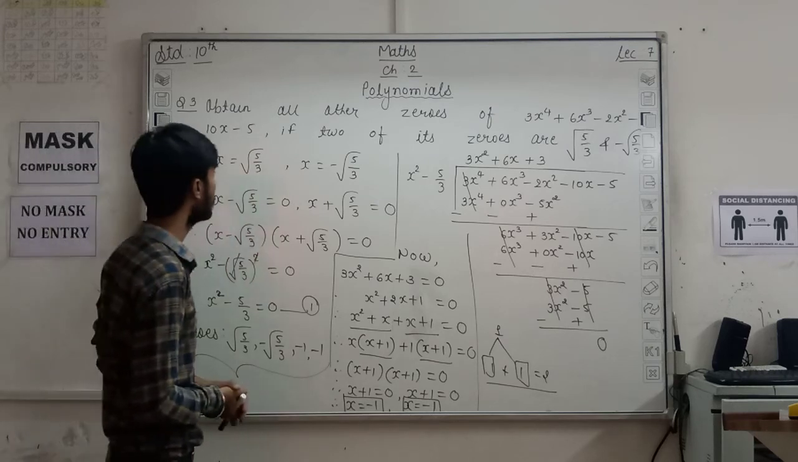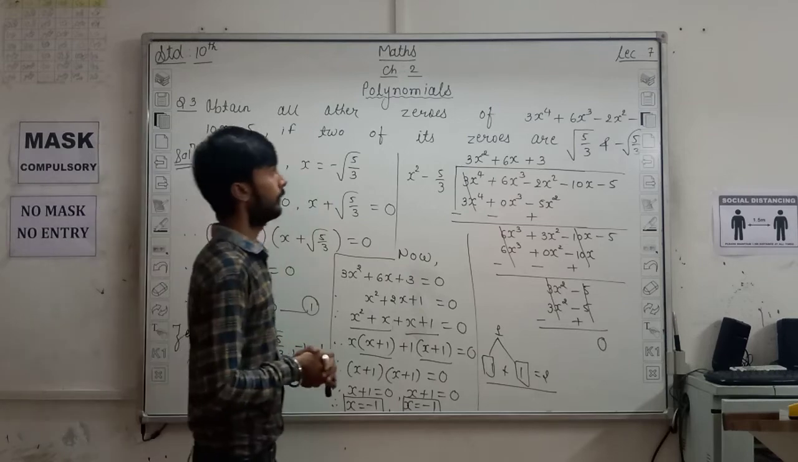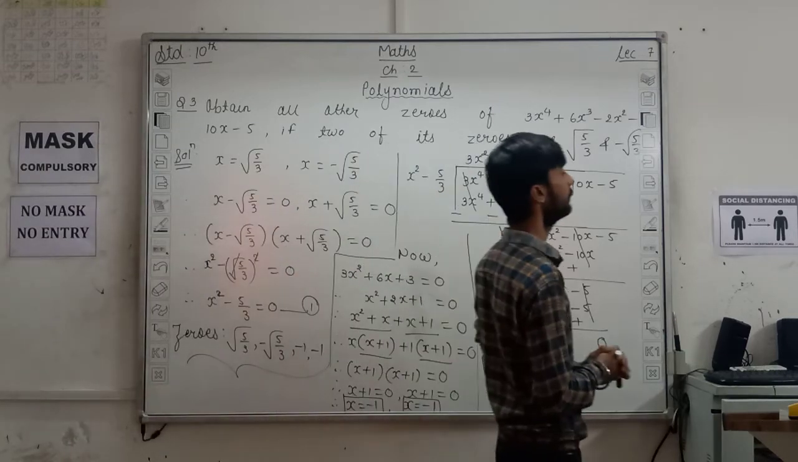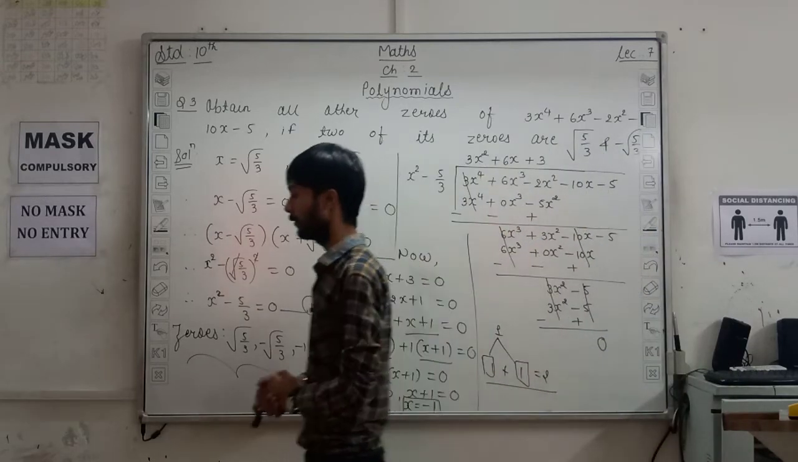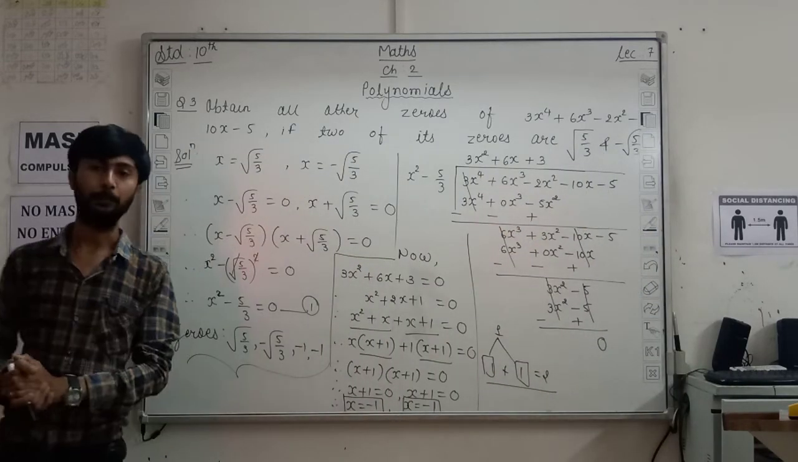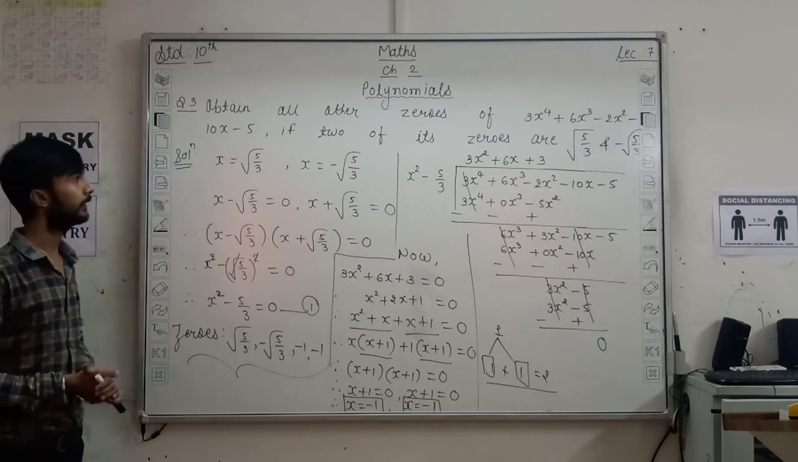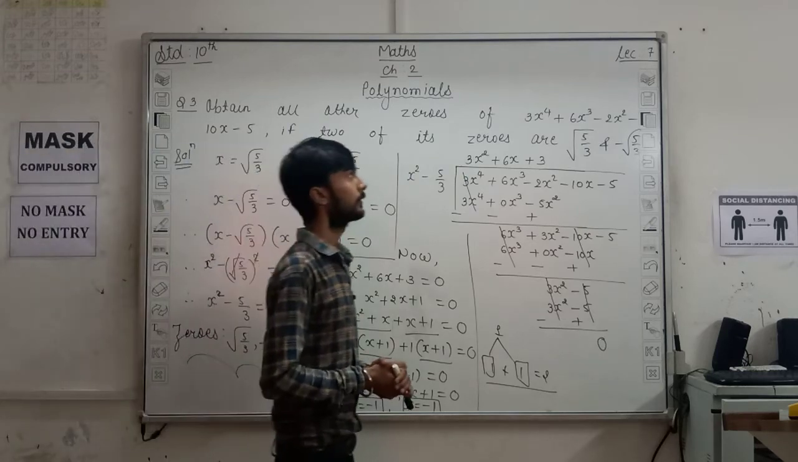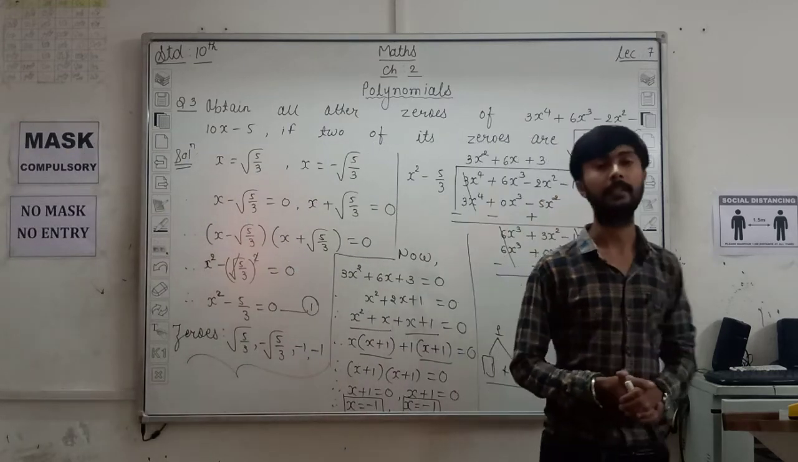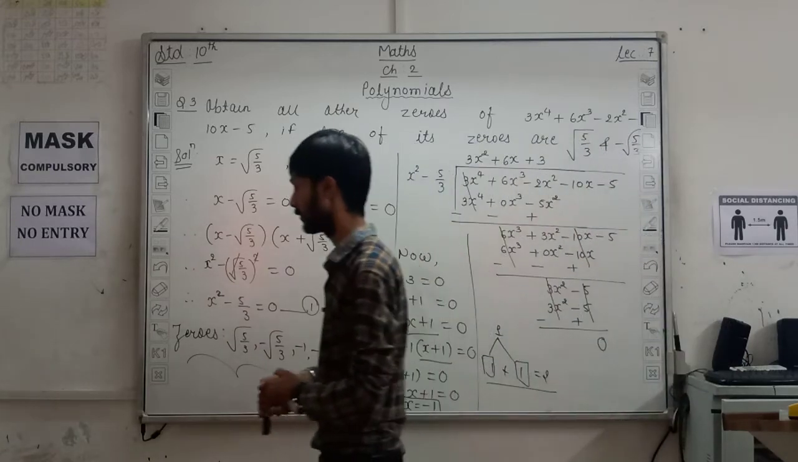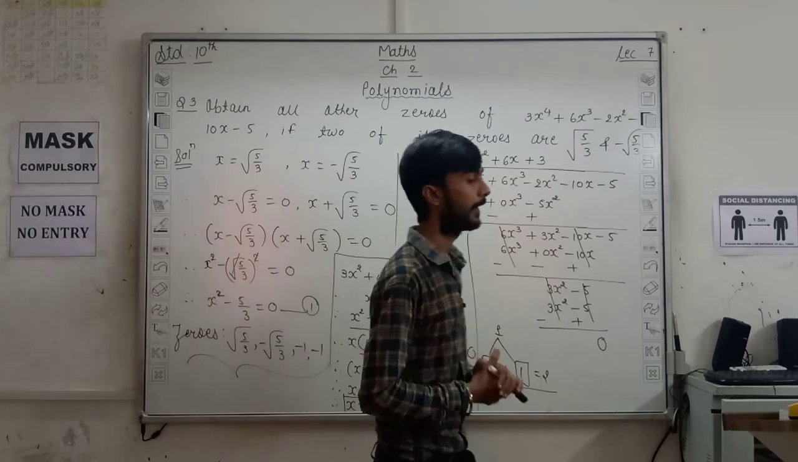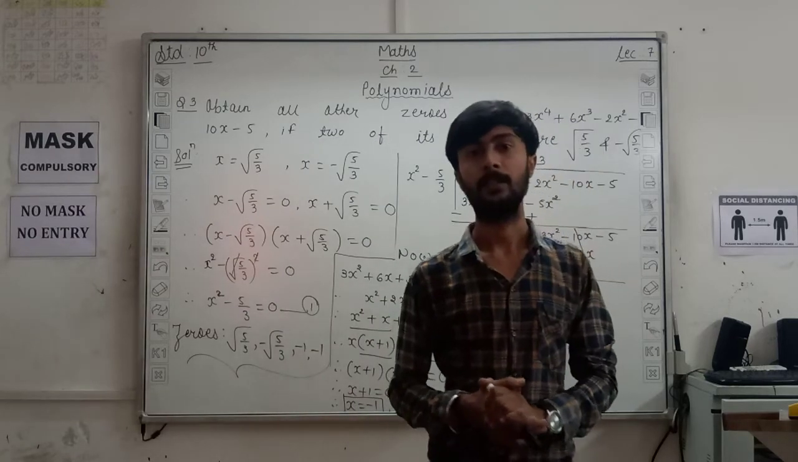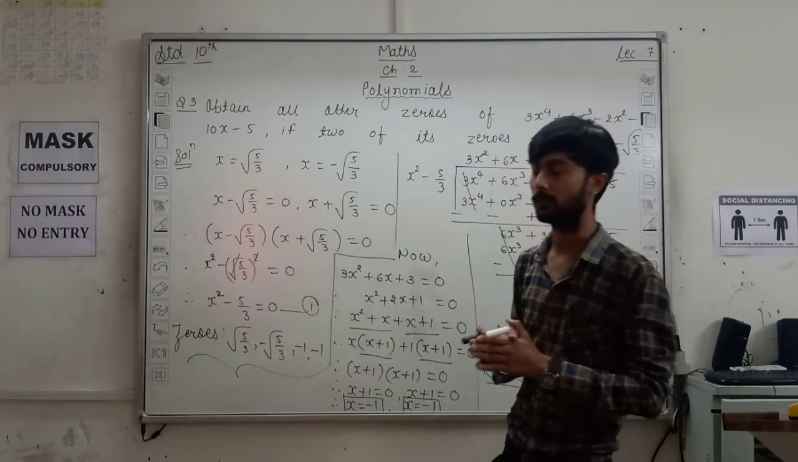Okay, once again I repeat. First, 3x4 plus 6x cube minus 2x square minus 10x minus 5. So a degree 4 polynomial is given to you, and obviously we know that the degree is 4, that means it has 4 zeros. So among them 2 zeros are given, square root of 5 by 3 and minus square root of 5 by 3. So we need to find the other 2 zeros.